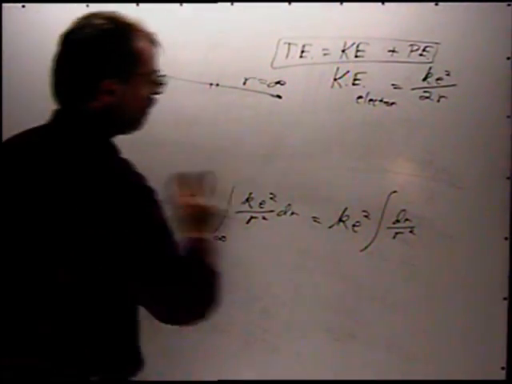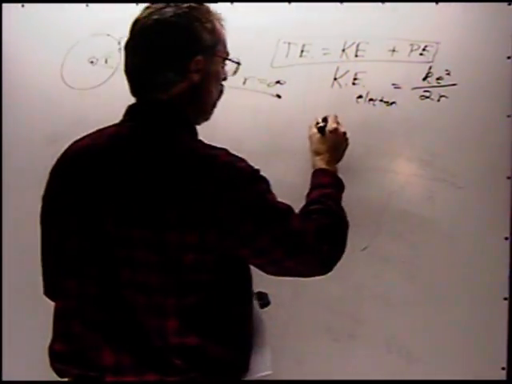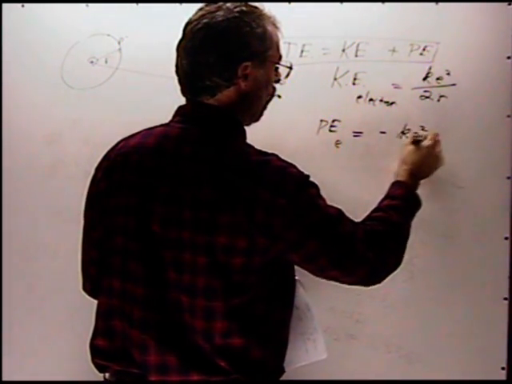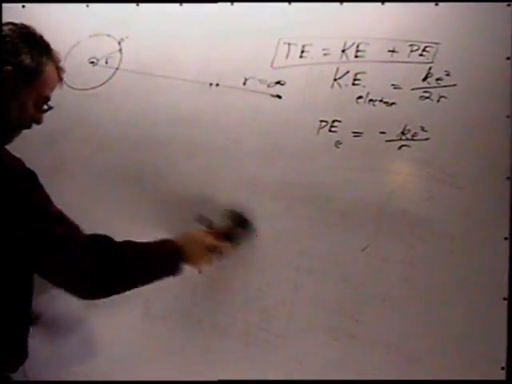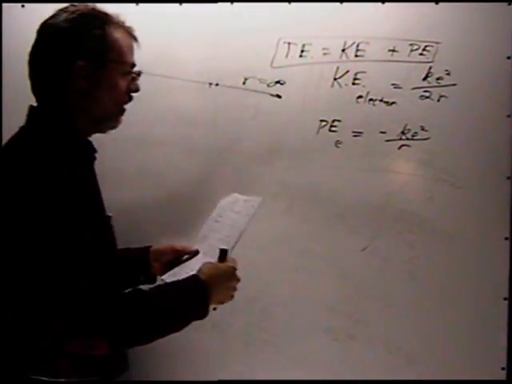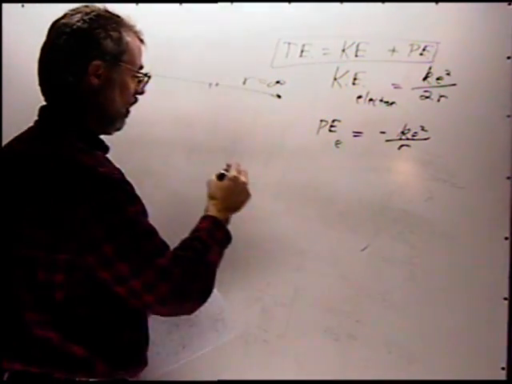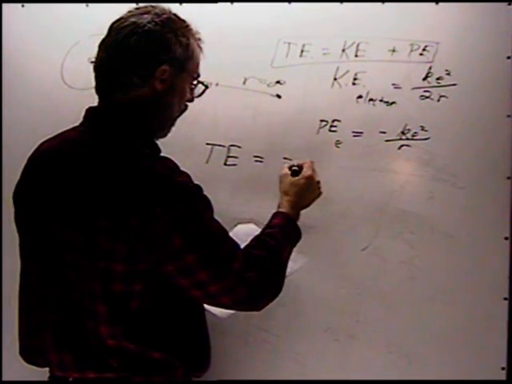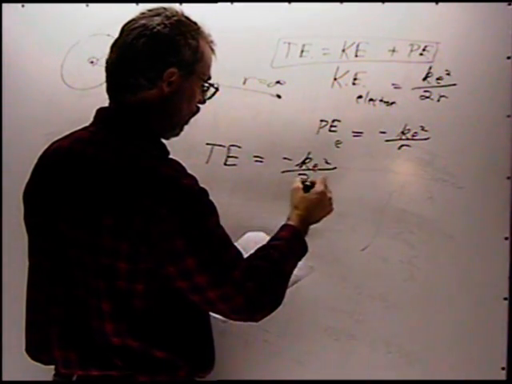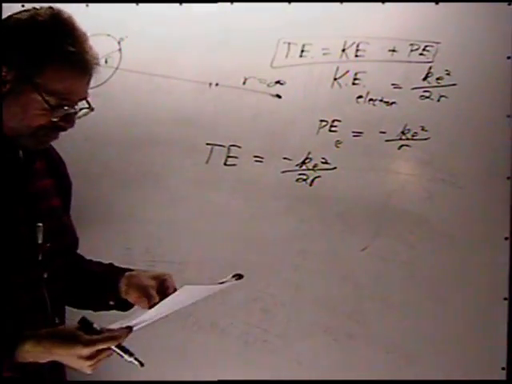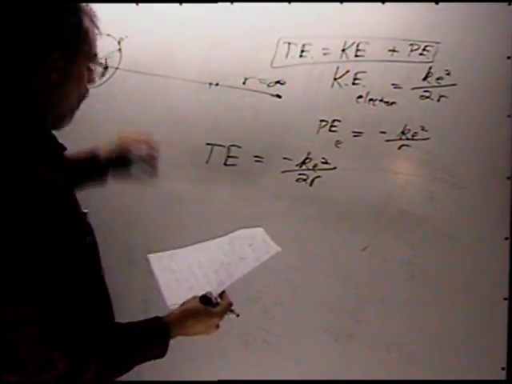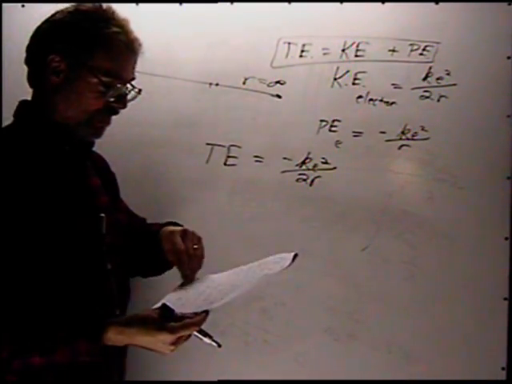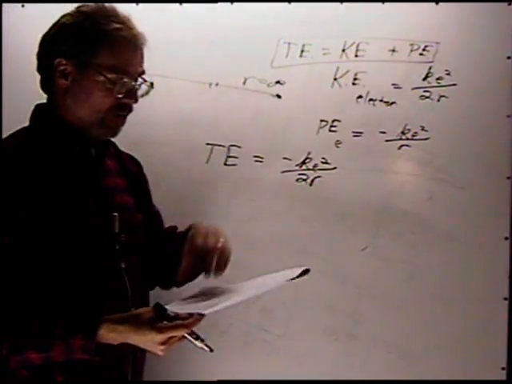So here's the equation. We now have the equation for potential energy. The potential energy of the same electron is minus K E squared over R. Well, let's add those two together. When we add them together, the total energy is minus K E squared over 2R. Okay, so that's the total energy of the electron, the kinetic energy plus the potential.